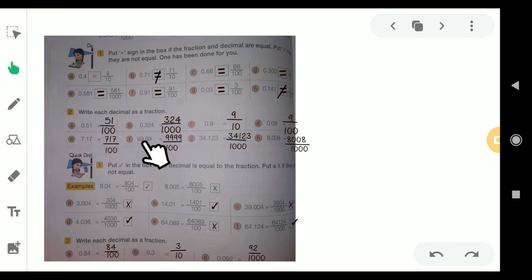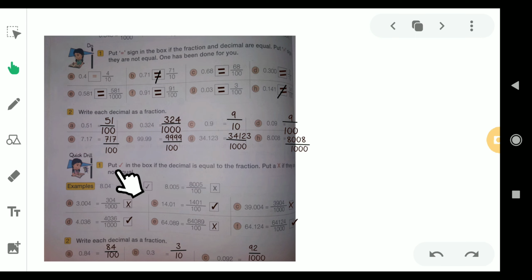So when you ignore the decimal point, you see 9999, so write it as the numerator, and because of the 2 decimal places here, write 1 first and then 2 zeros. Next is 34.123. Neglect the decimal point and it looks like 34123, write it as the numerator, and because of the 3 decimal places here, we must write 1 and then 3 zeros. And it is 8.008. Neglect the decimal point and it looks like 8008, and because of the 3 decimal places here, we write 1 first and afterwards followed by 3 zeros.